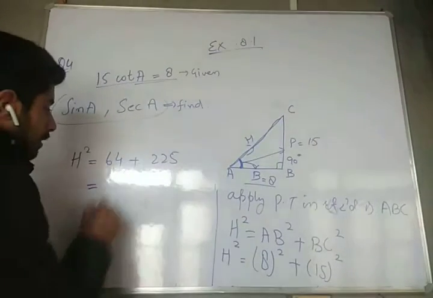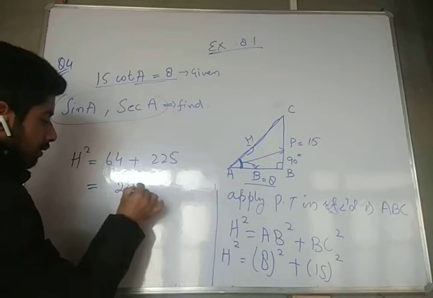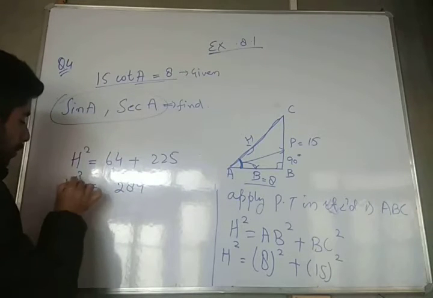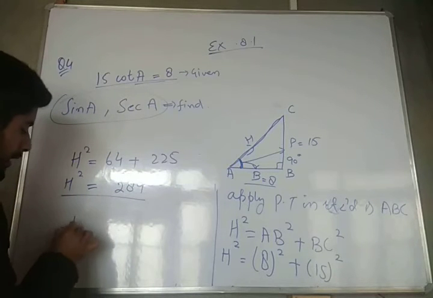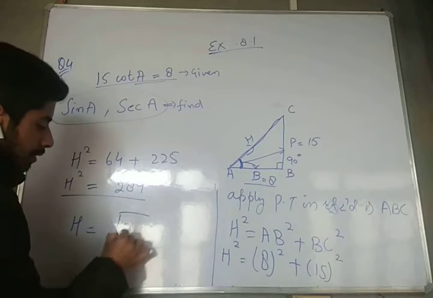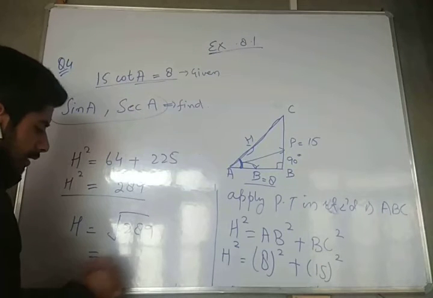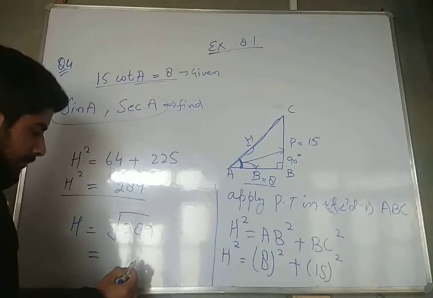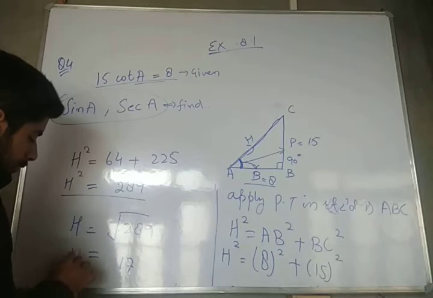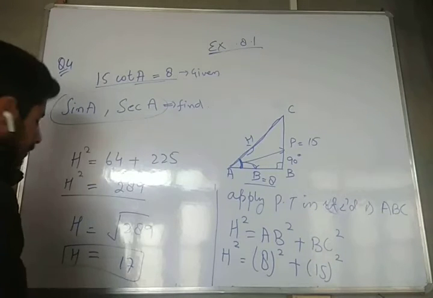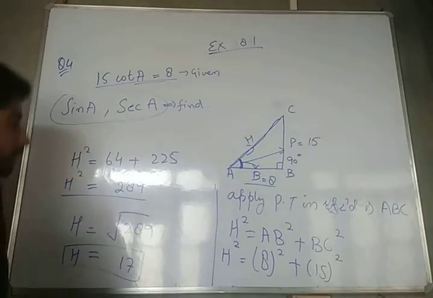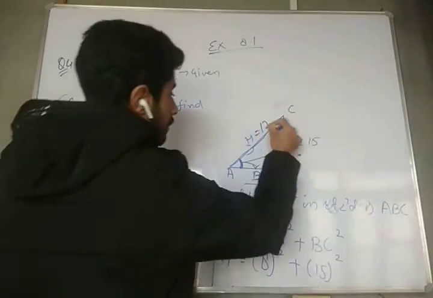It's 64 plus 225, and that is equal to 289. So hypotenuse square is 289. Hypotenuse will be square root of 289, and that is equal to 17. Hypotenuse equal to 17. So we got this value of hypotenuse, and it is 17.